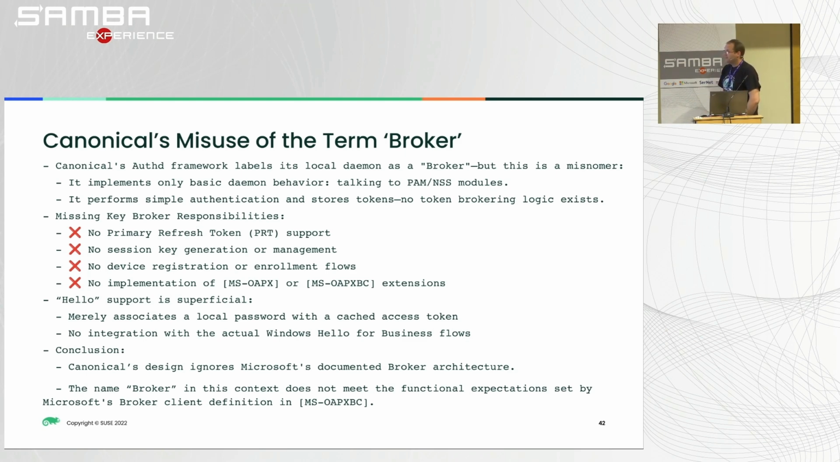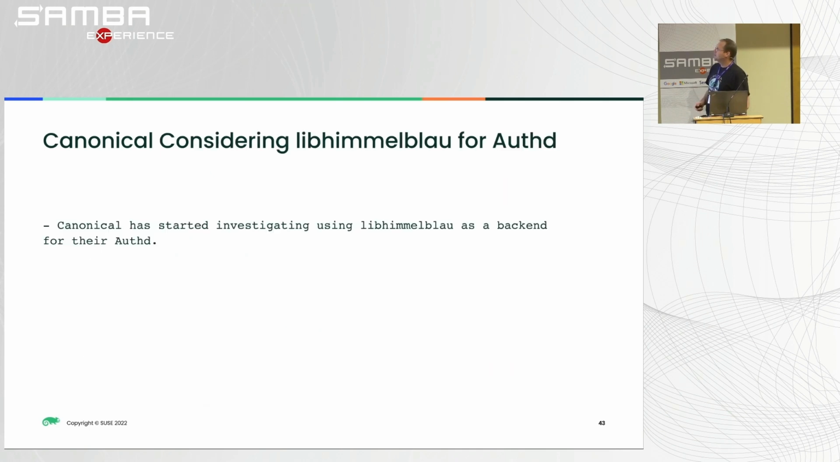Canonical is misusing the term broker in their authd application. They refer to their service as providing a broker, and they also make claims about local password Hello stuff. The reality is it's all fluff and marketing. They don't actually implement any of this. Just a week and a half ago, I think, 2 weeks ago, Canonical actually contacted me and said they're going to use Himmelblau as their backend. So the previous slide will no longer be true. They'll actually be telling you the truth, potentially.